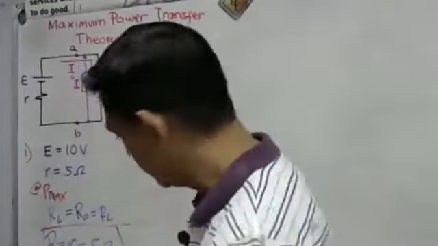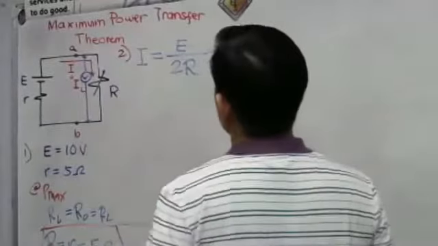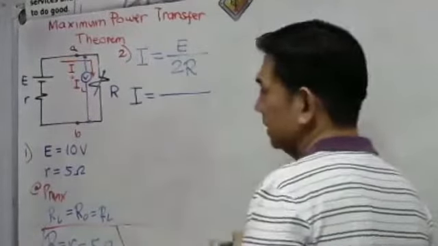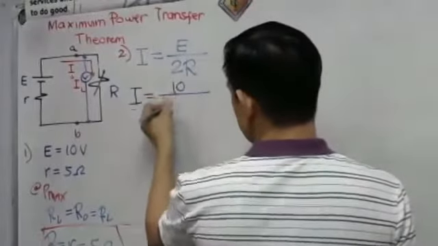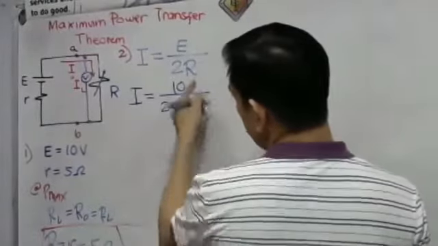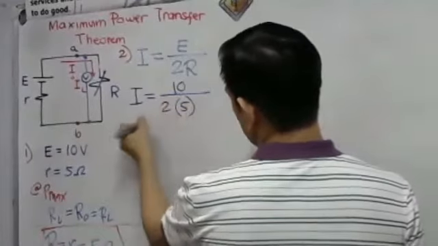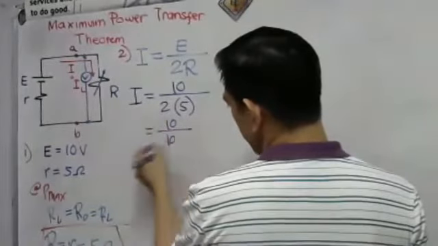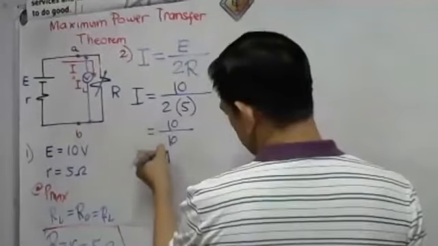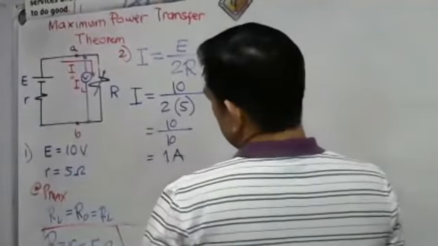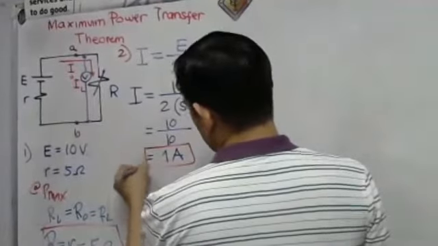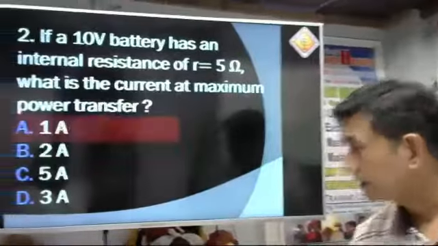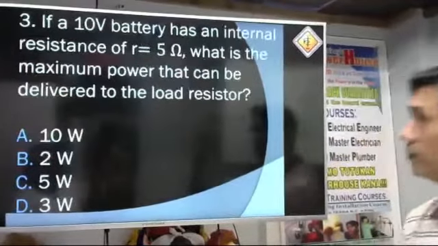Let us just substitute. We have I equal to E, and our E is 10, over 2 multiplied by 5. Simply, 2 times 5 is 10, so 10 over 10. We have here 1 ampere. That is the current at maximum power transfer to the load. Therefore, that is letter A.